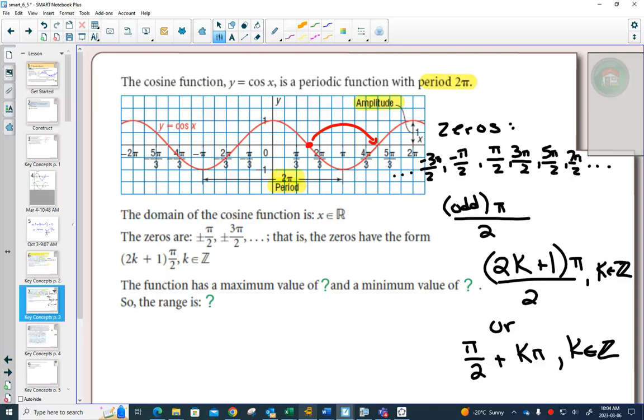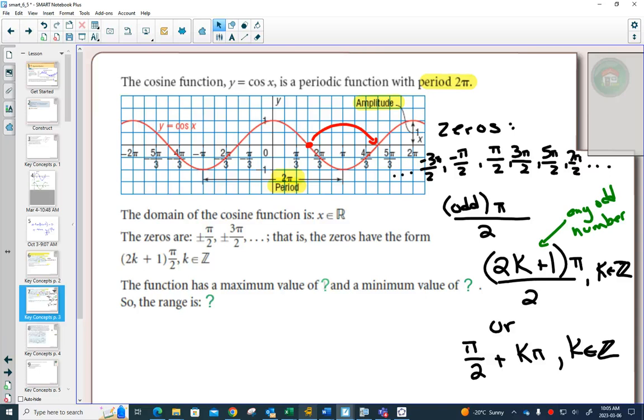So when you're asked for the zeros of cosine and asked to write the general form of them, you can choose whichever one of those two makes the most sense to you. Either starting with one and figuring out what the distance between the hops are, or noticing the pattern that they're all odd number times pi over 2. So how do we write an odd number? 2k plus 1. That 2k plus 1 makes any odd number.